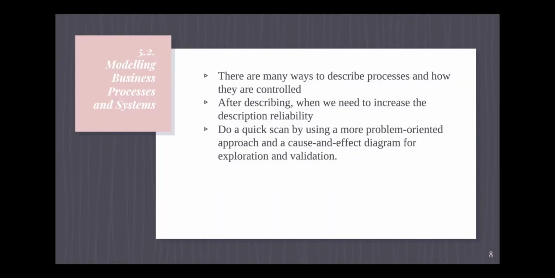There are many ways to describe processes and how they are controlled. An example is the set of Integrated Definition methods. After describing them, to increase the reliability of the description of the system and process, we can use member checks. After the process has been described, we can do a quick scan using a more problem-oriented approach and a cause and effect diagram for exploration and validation.